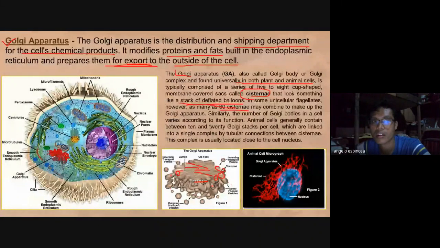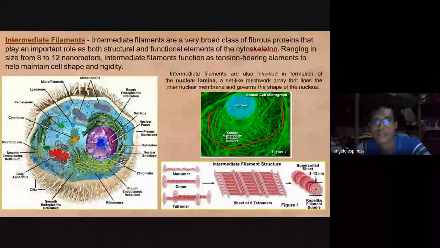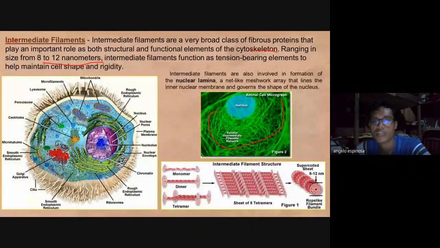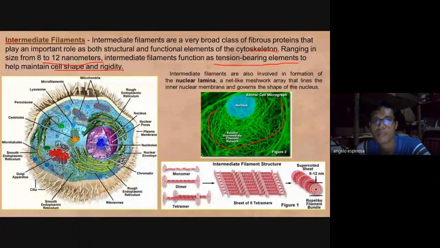Intermediate filaments are a very broad class of fibrous proteins that play an important role as both structural and functional elements of the cytoskeleton. This is a cytoskeleton, yung kulay green nakikita ninyo. Ranging in size from 8 to 12 nanometers. So intermediate filaments function as tension-bearing elements to help maintain cell shape and rigidity. We have here ang tali, no? Para siyang tail. So that is what we call intermediate filaments. Okay?